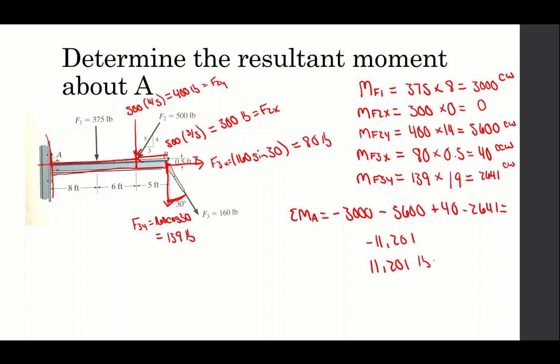What do we have? Pound, feet. And that would be clockwise. Sum of my moments about A, this is what I'm equal to. Okay. So, feeling confident about moments now. Hopefully a little bit more.